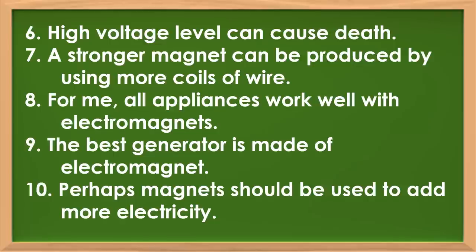Number 6, high voltage level can cause death. Number 7, a stronger magnet can be produced by using more coils of wire. Number 8, for me, all appliances work well with electromagnets. Number 9, the best generator is made of electromagnet. Number 10, perhaps magnets should be used to add more electricity.